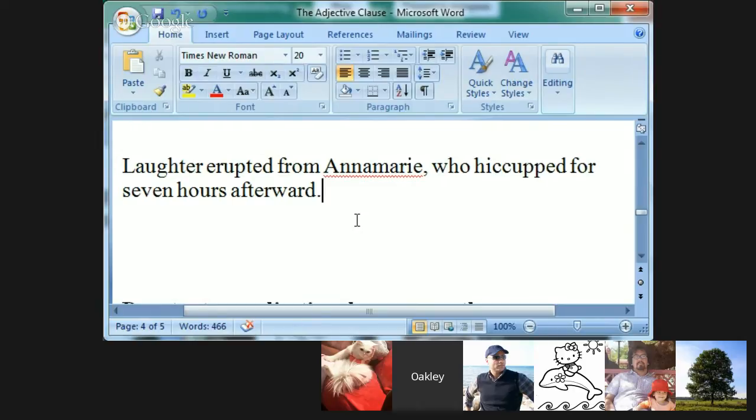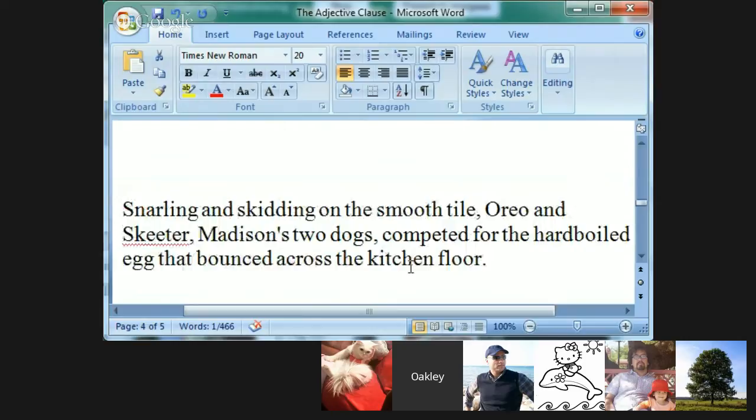We often see constructions like Anna Marie is the one, Anna Marie is the person, Anna Marie is the girl, or just simple is statements. Anna Marie is the girl who hiccuped for 7 hours. Without afterwards here, but a simpler kind of construction. So in any case, this is acting as an adjective. The whole thing acts as an adjective to describe Anna Marie, right?